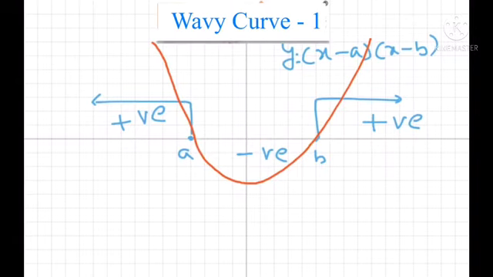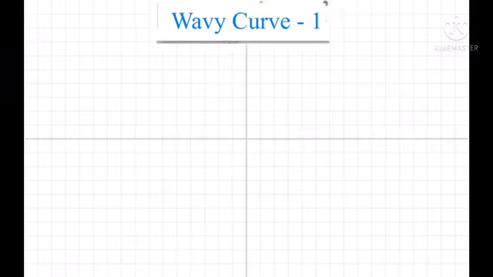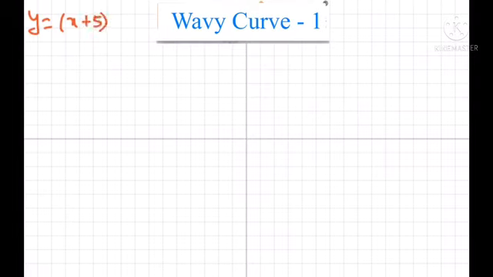Now let's see when we have 3 factors. Let's consider y is equal to x plus 5 into x plus 1 into x minus 3. In this case, how many zeros, how many change points do we have? One point is minus 5. Minus 5, one point is this. Another point is minus 1. And another point is 3. So these 3 are the change points. These 3 are the roots or zeros of this function.